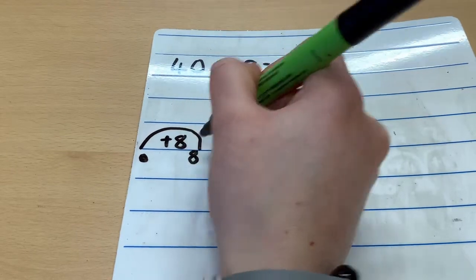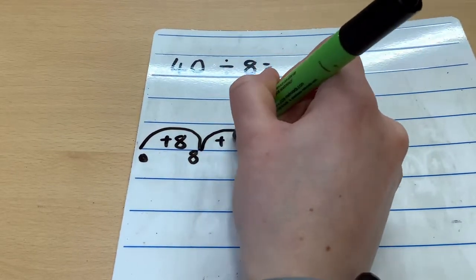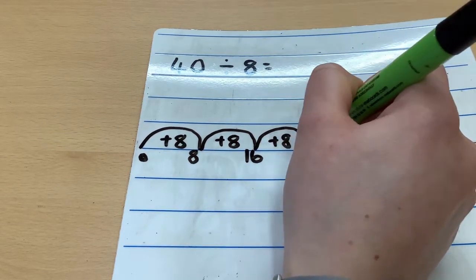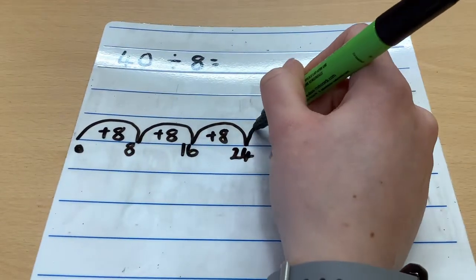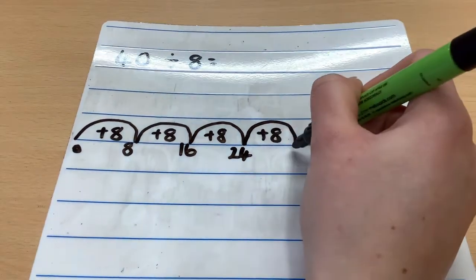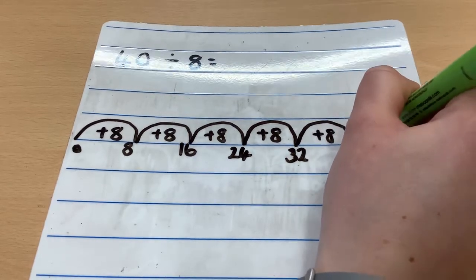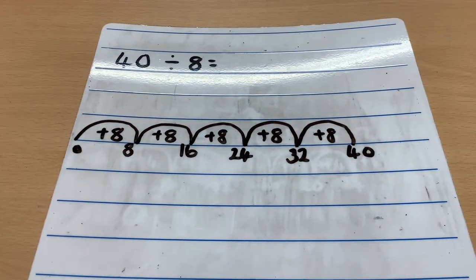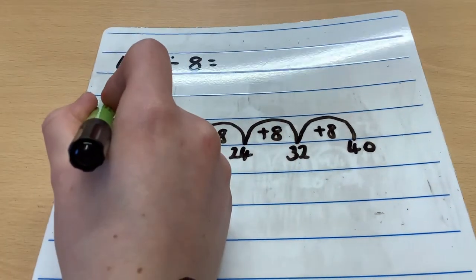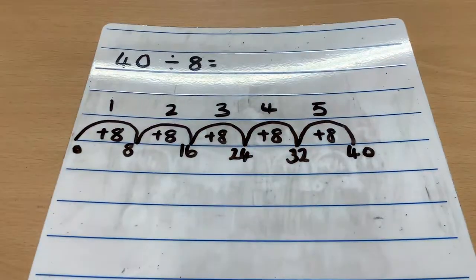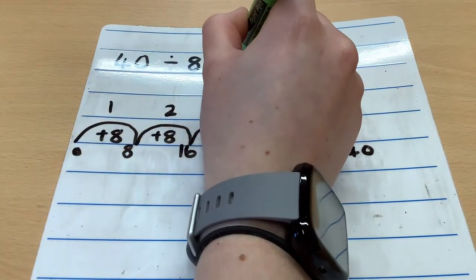0 add 8 equals 8. 8 add 8 equals 16. 16 add 8 equals 24. 24 add 8 equals 32. 32 add 8 equals 40. Now I've got to 40, so I've stopped my jumps, and I'm going to count how many jumps I did. 1, 2, 3, 4, 5. I did 5 jumps, so 40 divided by 8 has a quotient of 5.